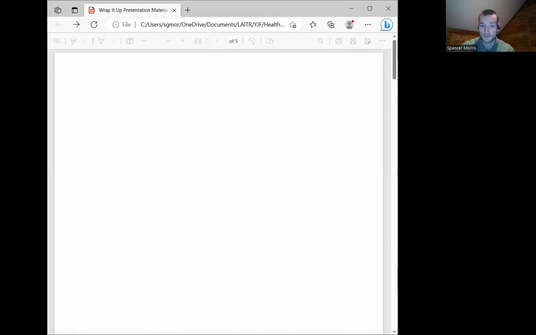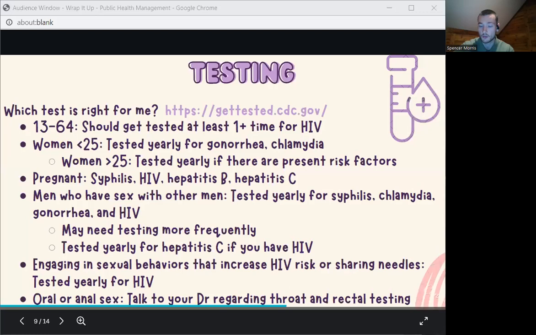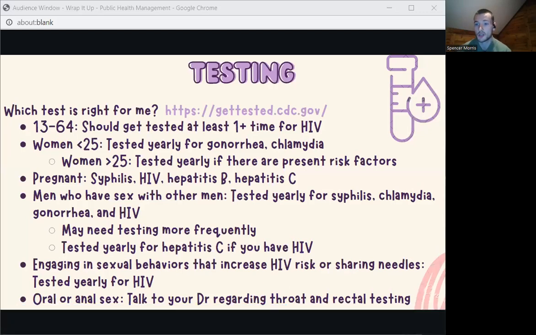And then when it comes to other information in regard to how often you should get tested or which tests you should get, it is important to know all adults and adolescents from the ages of 13 to 64 should be tested at least once for HIV. In addition, all sexually active women younger than 25 should be tested for gonorrhea and chlamydia every year. Women who are 25 and older who have increased risk factors for STDs should also continue to be tested for gonorrhea and chlamydia yearly.